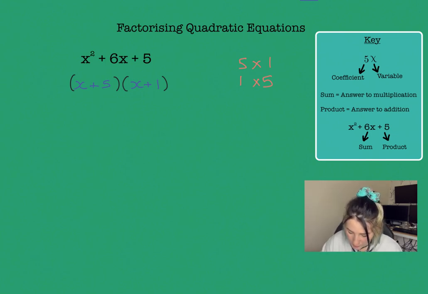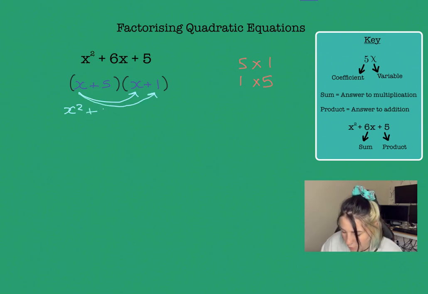Okay, now we've filled out our brackets, we're just going to check and make sure that these are the correct answers. So we're going to expand. To do this, we're going to multiply everything in the second bracket by everything in the first bracket. So let's double check. So we've got x multiplied by x, which we know is x squared. We've then got x multiplied by 1, which we know is x. We're then going to multiply everything by 5. So we've got 5 multiplied by x, which is 5x. Again, it's not a negative number, so we know it's a plus there. And then we've got 5 multiplied by 1, which we know is 5.